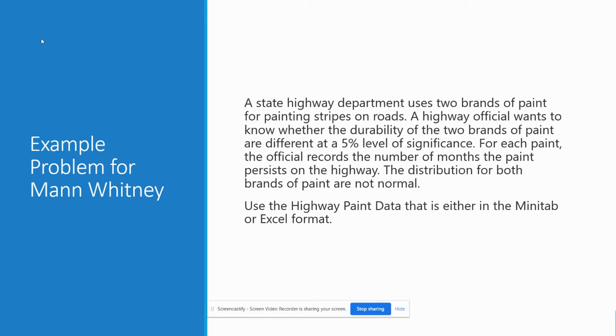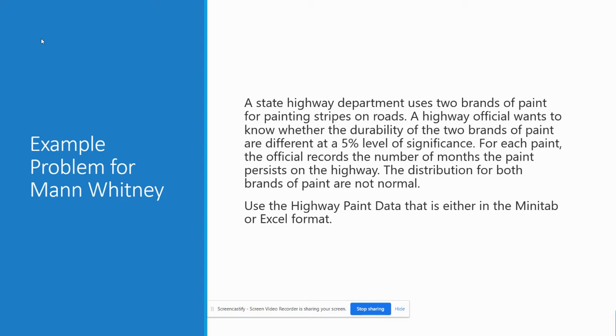So a state highway department uses 2 brands of paint for painting stripes on the road. A highway official wants to know whether the durability of the 2 brands of paint is different at the 5% level of significance. Okay, so you have 2 brands of paints and he wants to see if they're different. For each paint, the official records the number of months the paint had persisted on the highway. The distribution of both brands of paint are not normal.